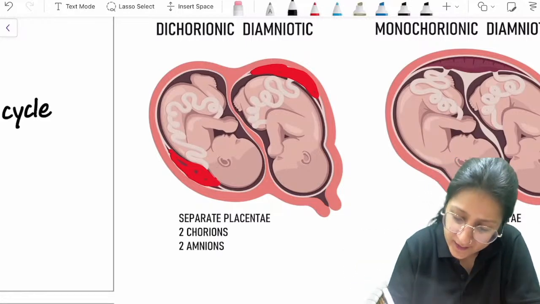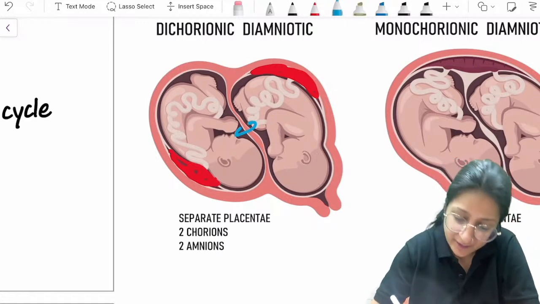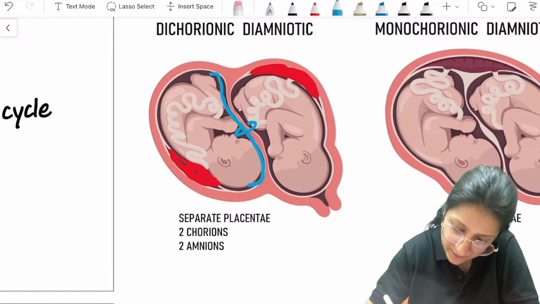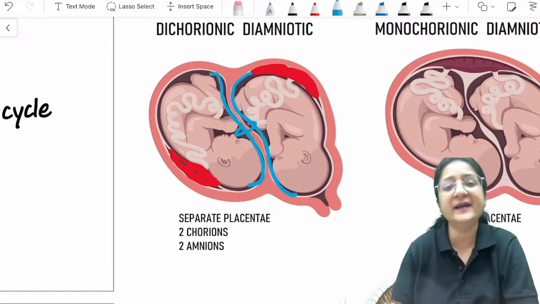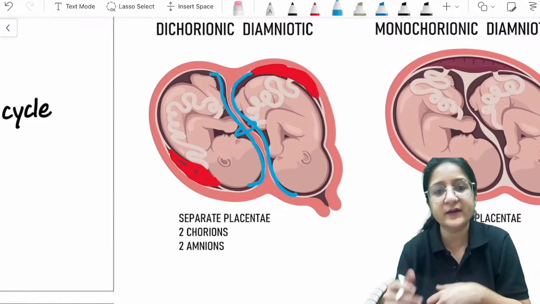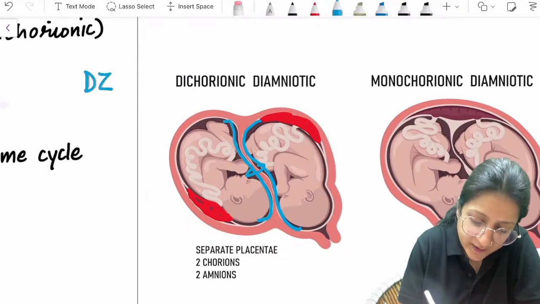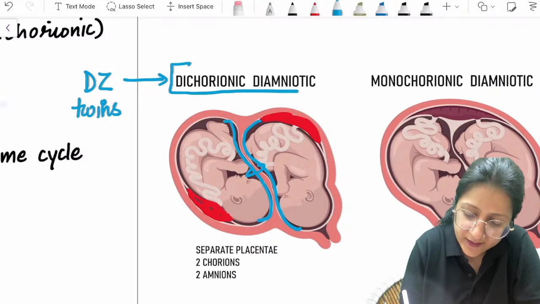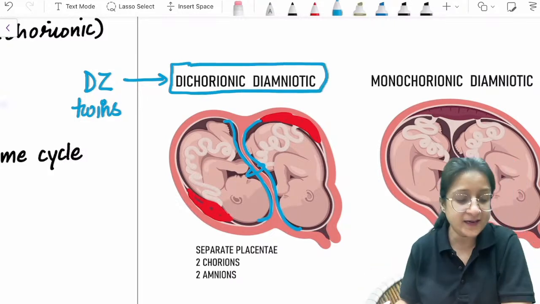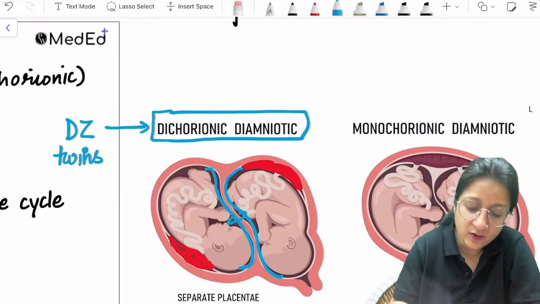And you can look here at the separation, the intertwin membrane. The intertwin membrane will have four layers. There will be amnion and amnion, right? And there will be two layers of chorion in between. Okay, so this is dichorionic, diamniotic. Okay, so your dizygotic type of twins are always going to be dichorionic, diamniotic. First of all, that is an important point. Okay, remember that. Then we have monozygotic twins.